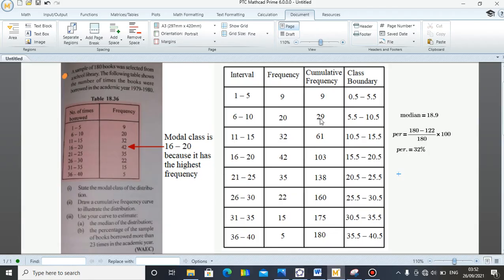I hope you understand this first question. Let me settle down and prepare the second question for you to follow it very well.